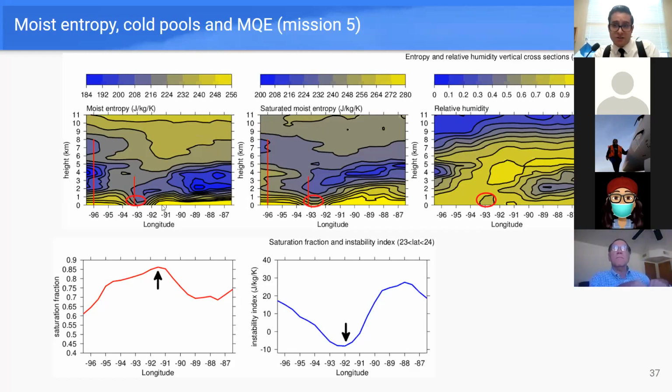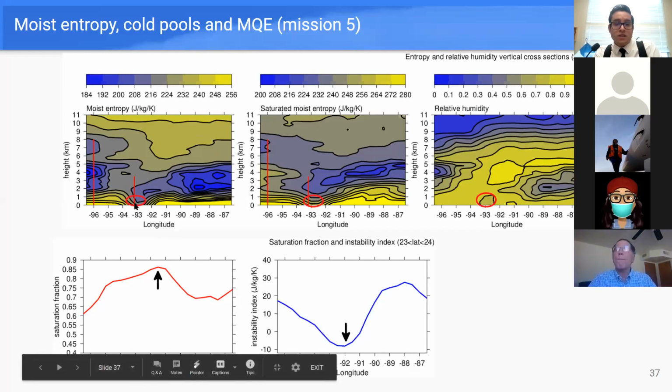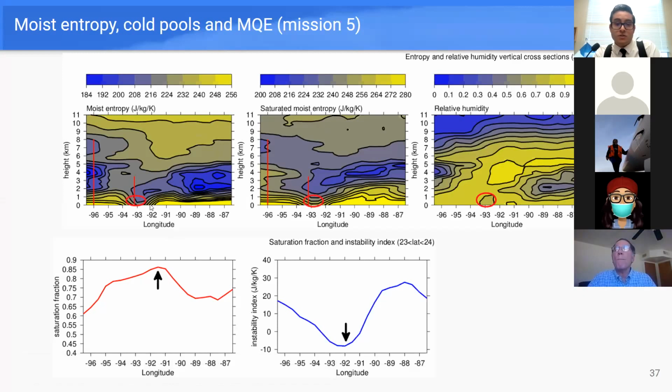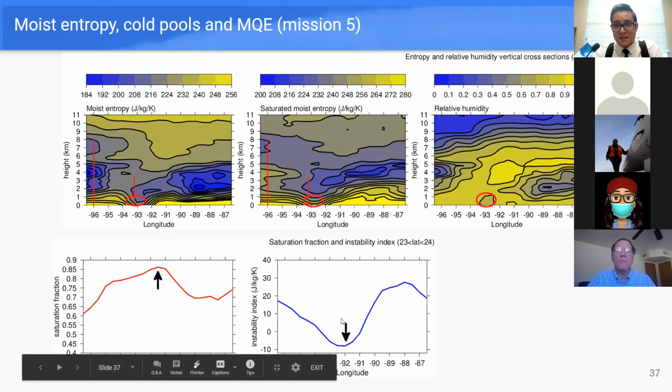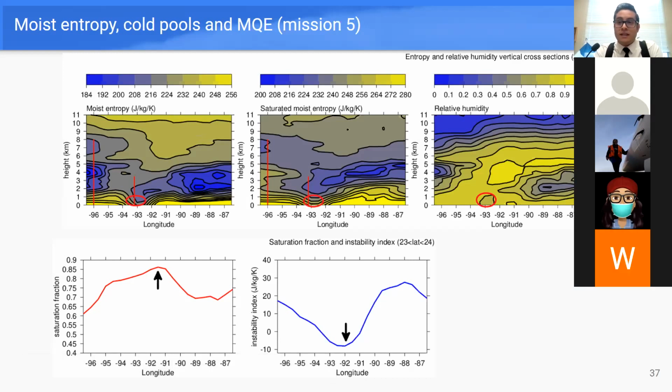Now, how does it look in terms of saturation fraction and stability index? Well, this cold pool happens between 93 and 92 west, and you can see that between 92 and 91 west is where we have the optimal value of saturation fraction and the minimum value of instability index, right next to the cold pool. Now, it seems that there was a previously dominant convective regime in there, and it is being rained out.